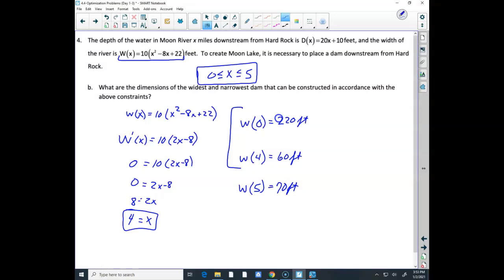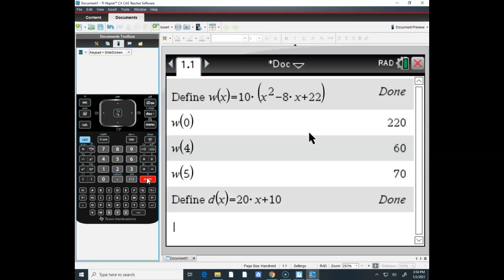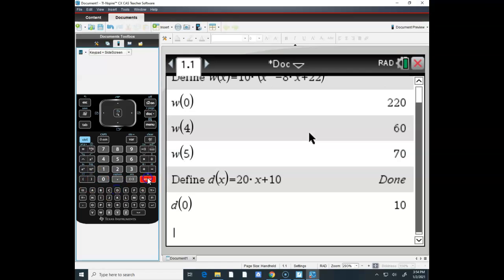And if we want the widest and narrowest, we are looking at these 2 points right here, and they want the dimensions. So now I'm going to quickly grab my calculator again, and I'm going to define my depth function in there so I can find the depth of the river and then find how high my dam's going to be. Okay, so I'm defining my depth in terms of X, and I'm going to hit enter. And so I need to know what's the depth at 0. So I want to find D of 0. So the depth is 10 feet, 0 miles down the river.